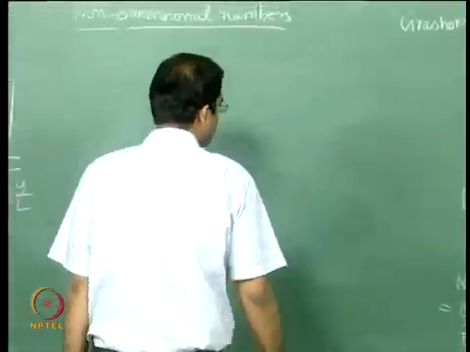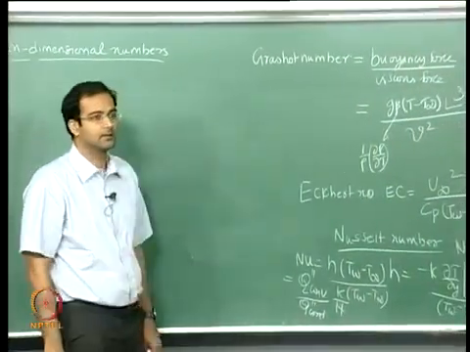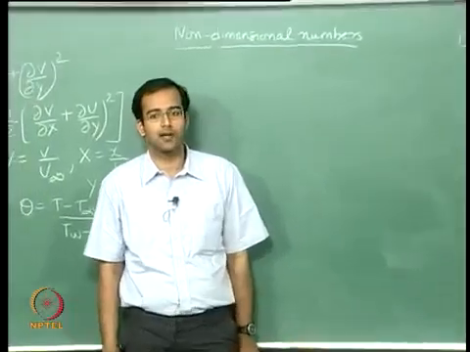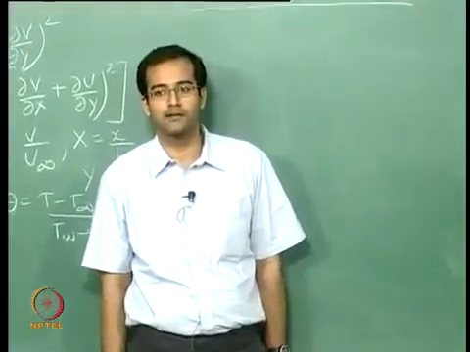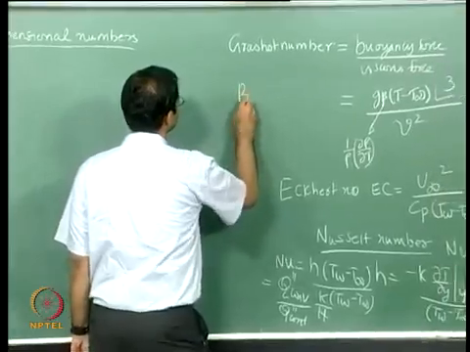Alright. So these are some of the non-dimensional numbers. Of course we also came across the Bejan number in the last class when we were looking at entropy generation. Do you remember how we defined the Bejan number?